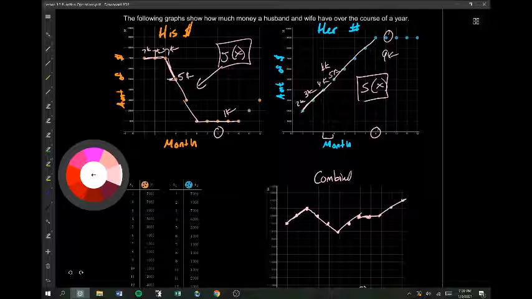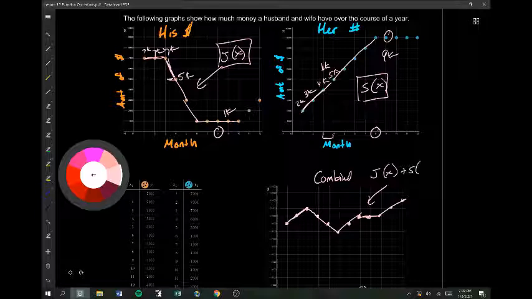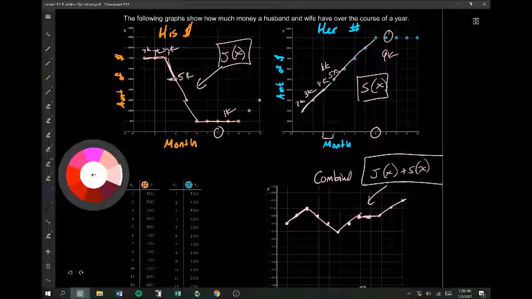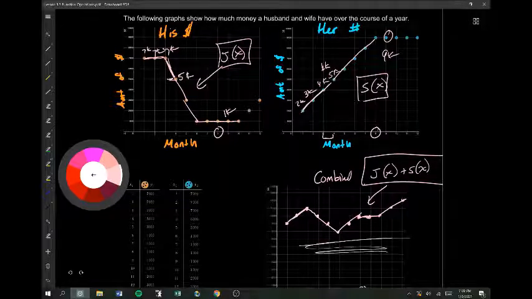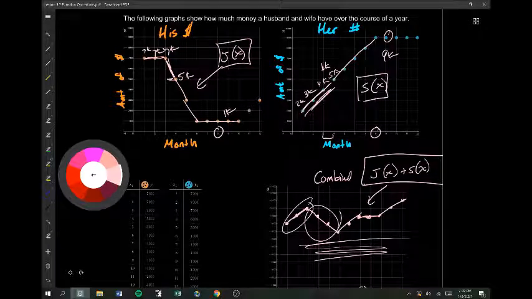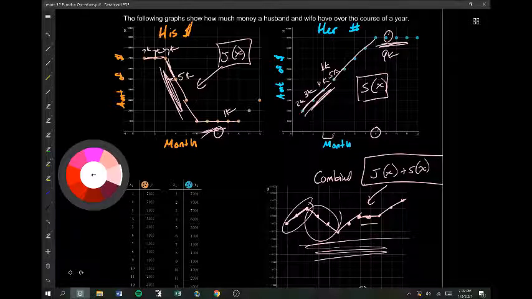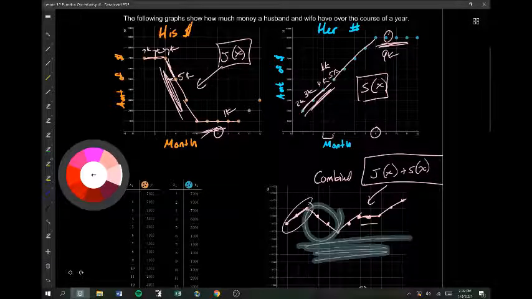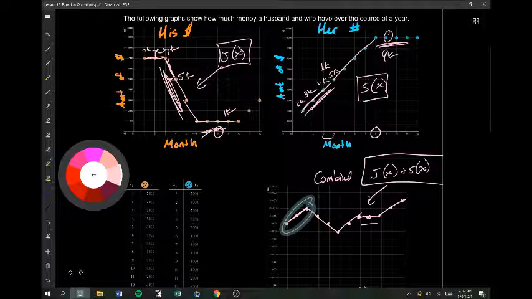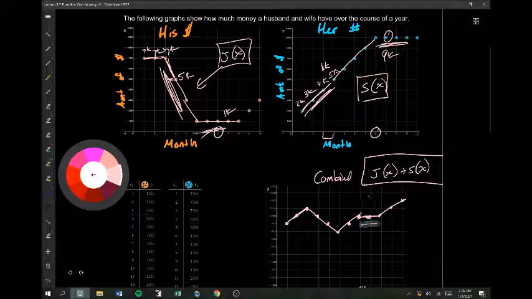Here's Susie's function. Well, this graph here we could call j of x plus s of x. Two functions added together. And we can see how this is their combined bank account. It's going up when she's making money. It's going down when he's spending money. It plateaus when they both don't make any money. It makes pretty good sense, actually. That was us adding two functions from a graph.